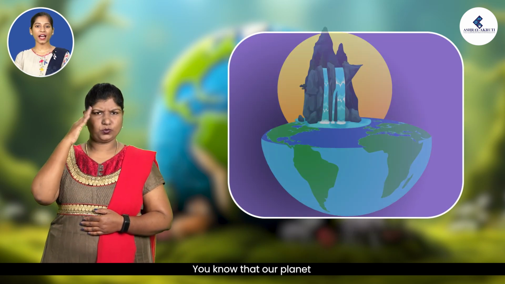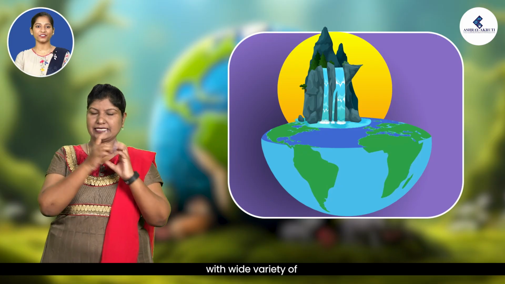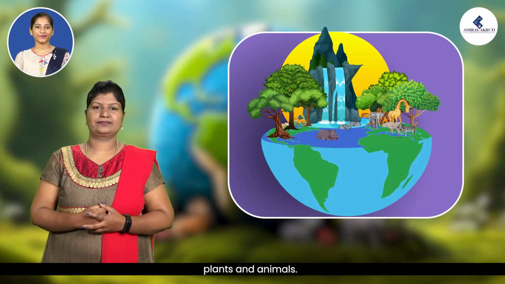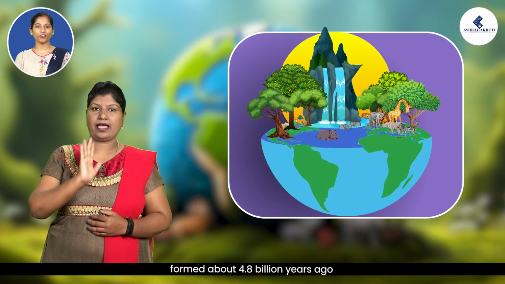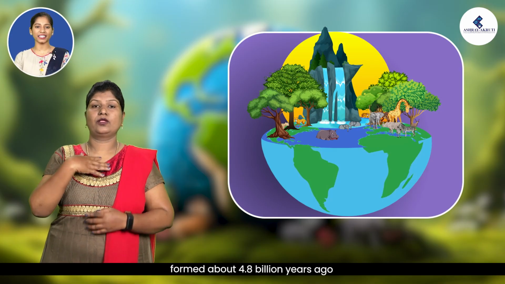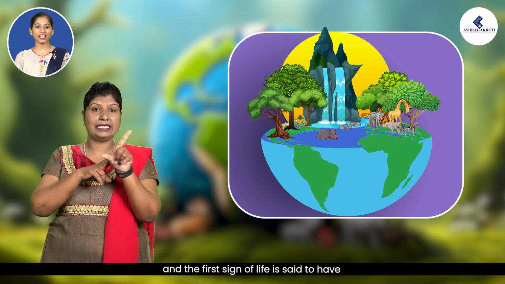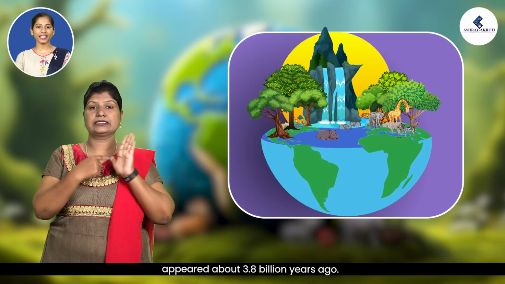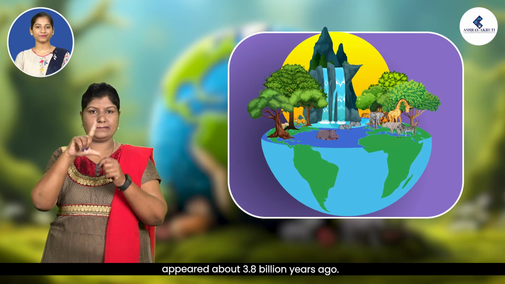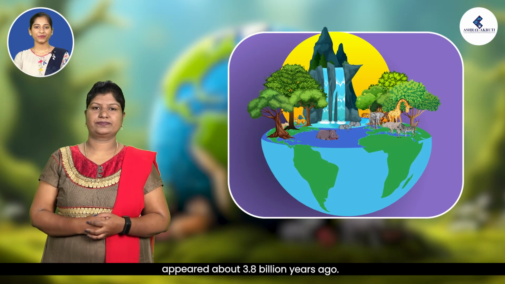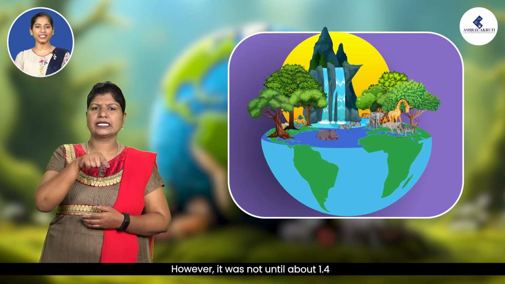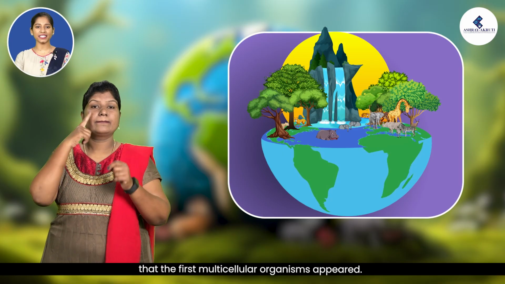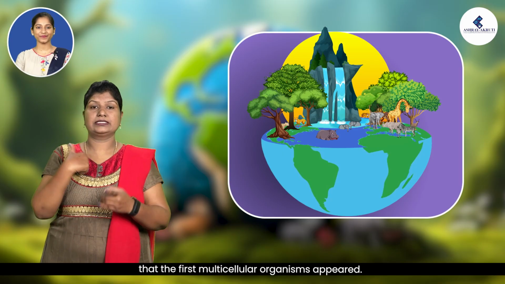You know that our planet Earth has beautiful nature with a wide variety of plants and animals. The Earth is said to have been formed about 4.8 billion years ago, and the first sign of life is said to have appeared about 3.8 billion years ago. However, it was not until about 1.4 billion years ago that the first multicellular organisms appeared.